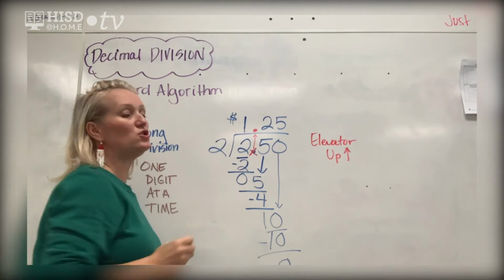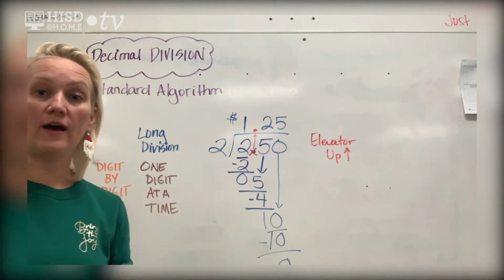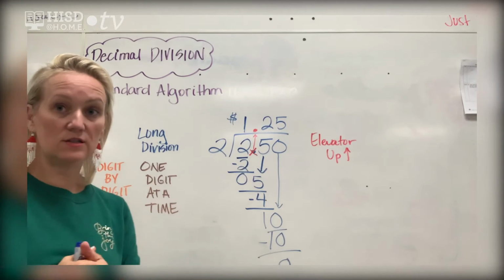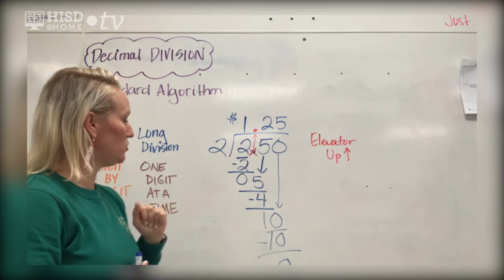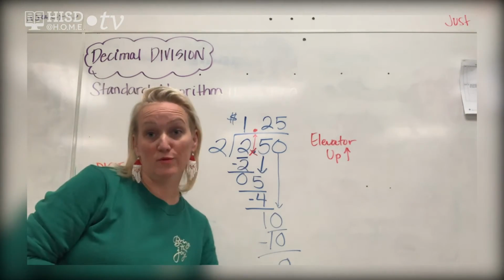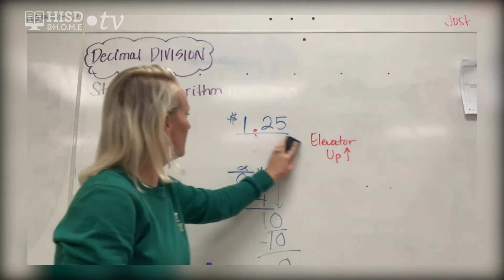$1.25 is how much each of you would pay if this was an example that asks us to talk about how many people, if there were 2 people, were paying for $2.50. All right, we're gonna move on. 1 digit at a time. We're gonna stick to that, okay?